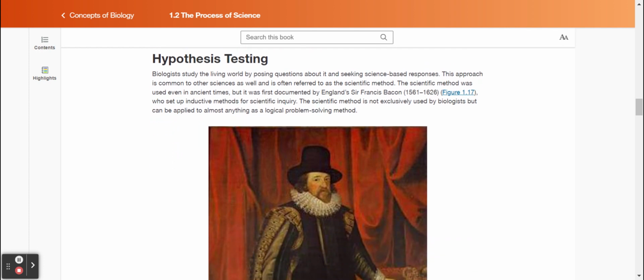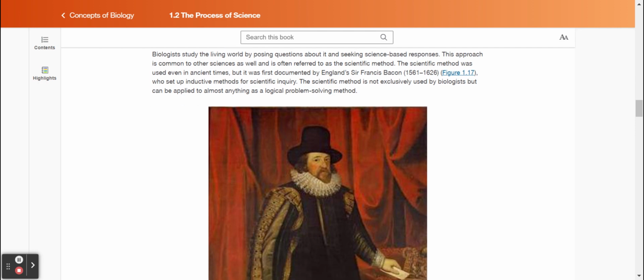Hypothesis testing. Biologists study the living world by posing questions about it and seeking science-based responses. This approach is common to other sciences as well and is often referred to as the scientific method. The scientific method was used even in ancient times, but it was first documented by England's Sir Francis Bacon, who lived from 1561 to 1626, who set up inductive methods for scientific inquiry. The scientific method is not exclusively used by biologists, but it can be applied to almost anything as a logical problem-solving method.